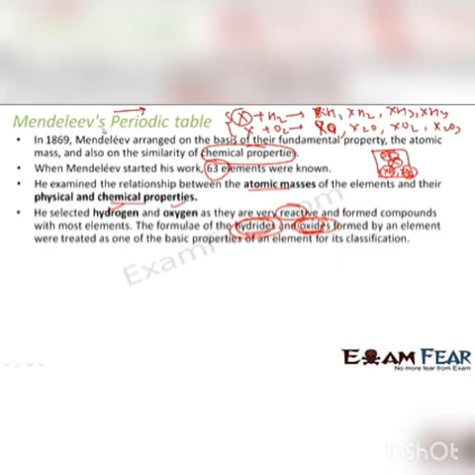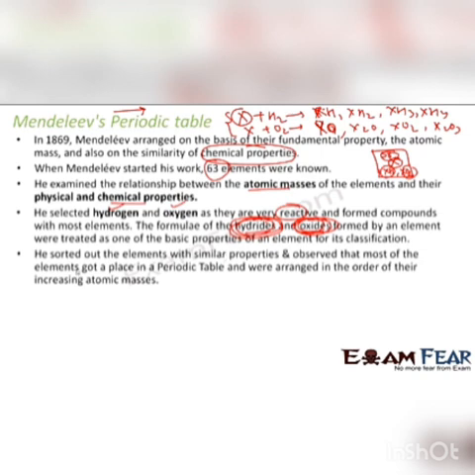In Newlands' one, his primary concern was the increasing atomic mass, and then he found that coincidentally they have repetitive chemical property. For this guy, the critical or the main thing was that they should have the same chemical properties, that is, the kind of hydrides and oxide form should be similar, and then the second critical thing was the atomic mass, correct? So he sorted these elements based on the similar properties and observed that most of the elements got a place in the periodic table and they were arranged in the order of increasing atomic mass. So he was able to arrange them, correct?